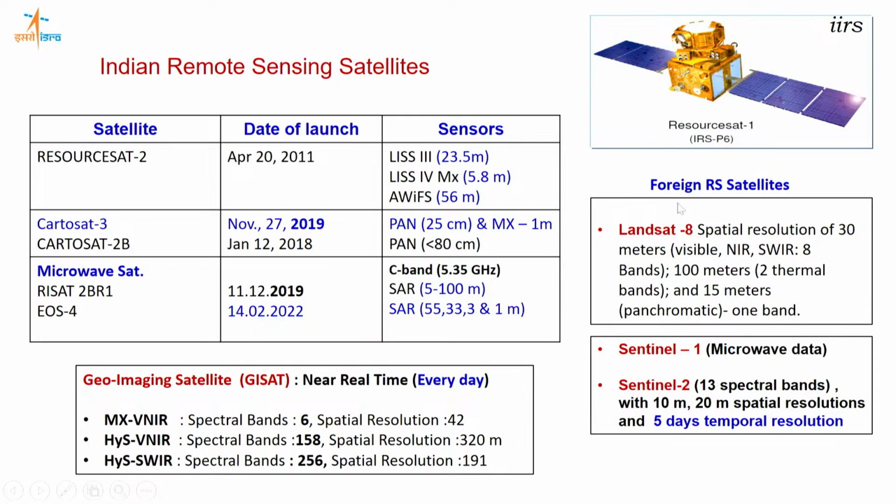If we see which foreign remote sensing satellites are available, there is Landsat 8 from the US, Sentinel-1 in microwave, and Sentinel-2 from Europe. These two satellites from Europe are available, and we can get this satellite data freely from the internet. Even Indian remote sensing satellite data, if the resolution is coarser than 5 meter, we can get freely from the ISRO website.